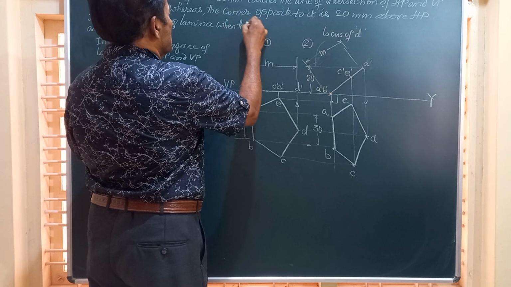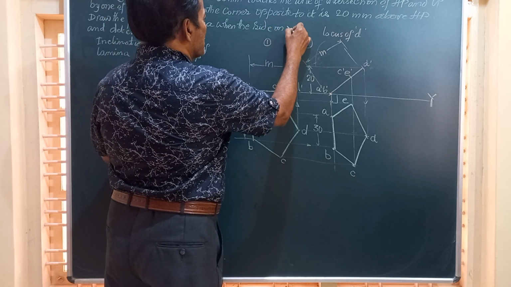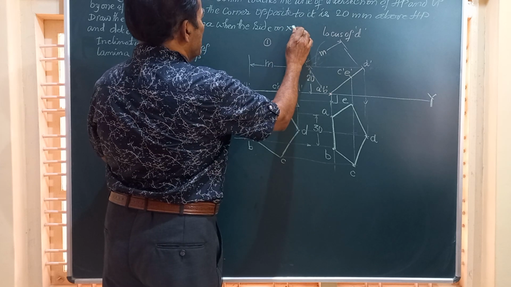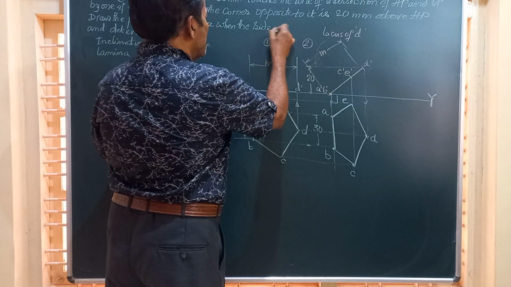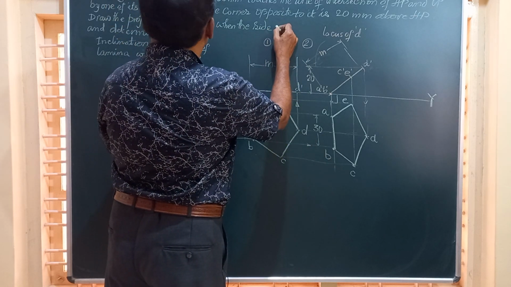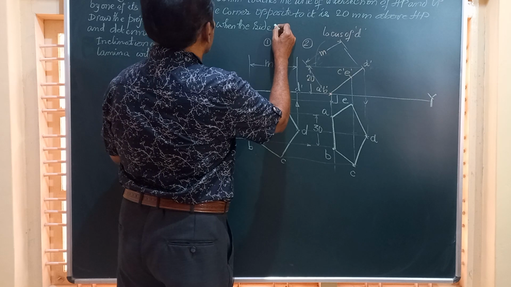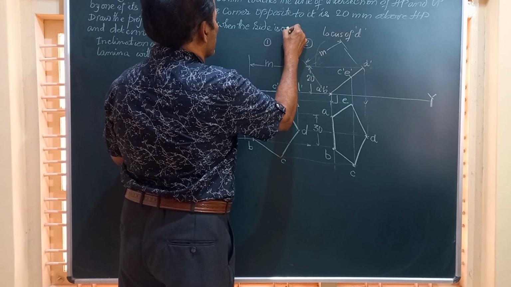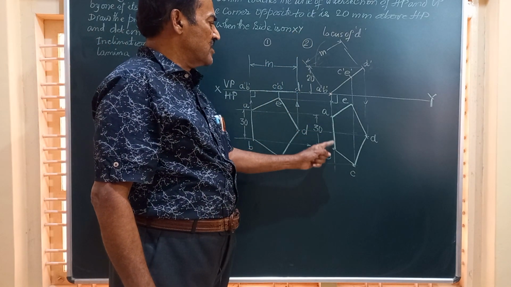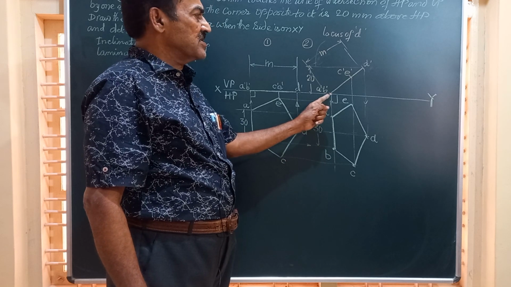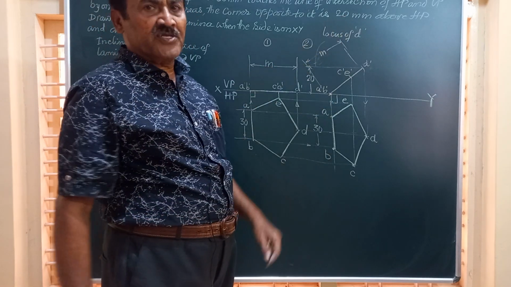when the side on which it rests is on XY, that is, the side on HP is on XY, on the line of intersection. That is, we have to see that this particular side on which the lamina is resting should be on XY, should be on the line of intersection of HP and VP.